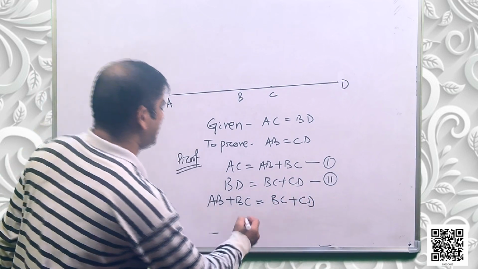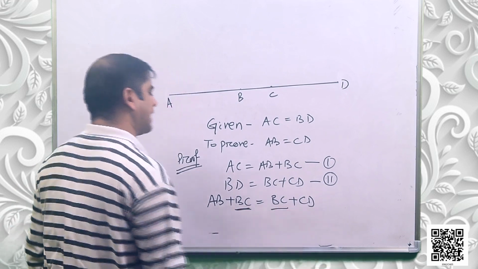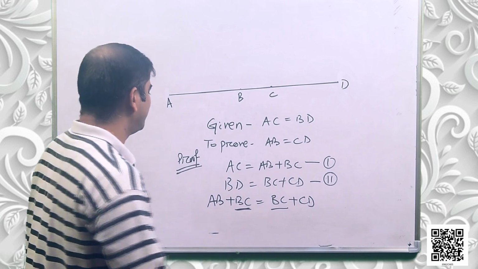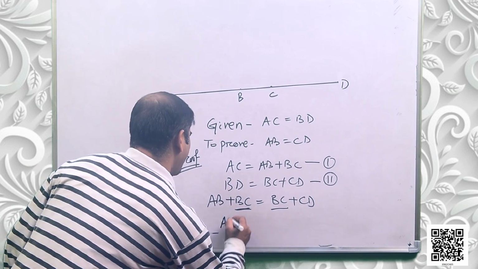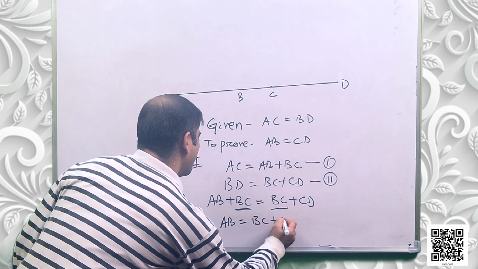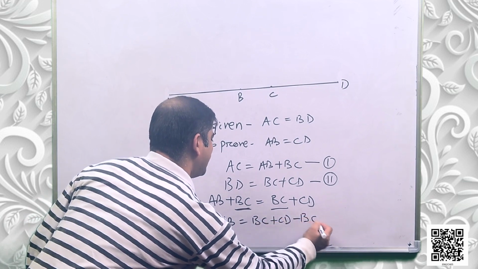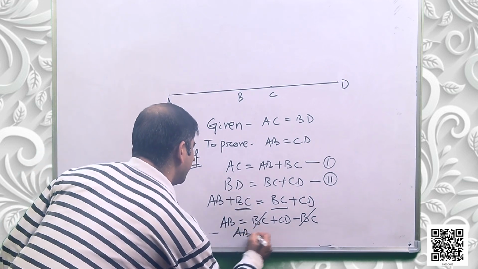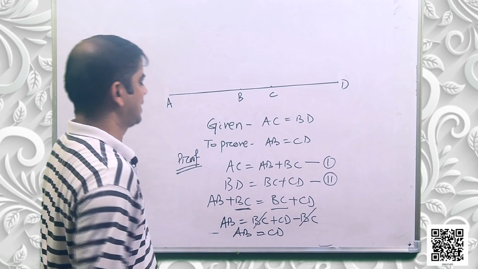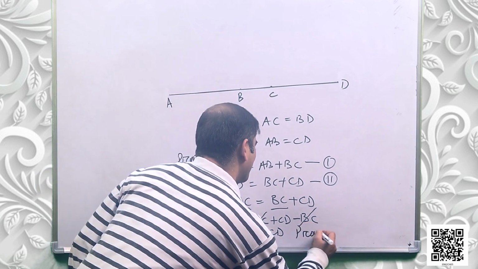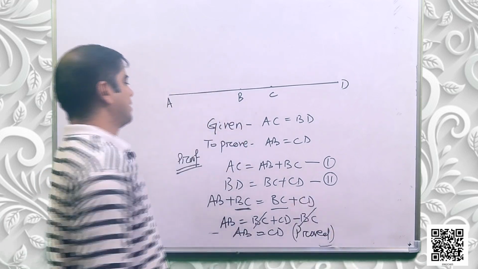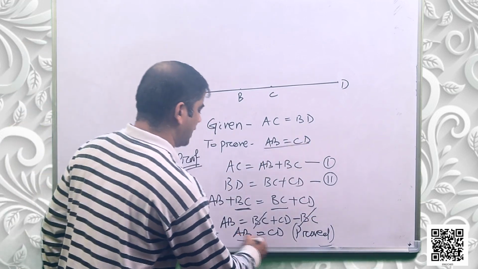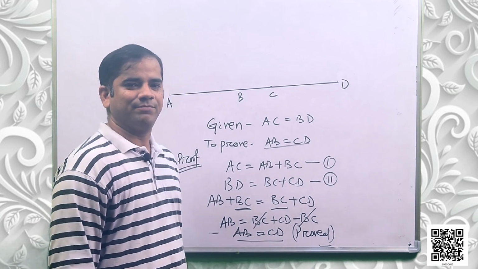As BC is on both the left hand side and right hand side of the equation, I can cancel it out, or I can write that AB is equal to BC plus CD minus BC. So when I cancel this out, I get AB is equal to CD. Hence proved. We needed to prove that AB is equal to CD, and we have proved it. Hope you understood.